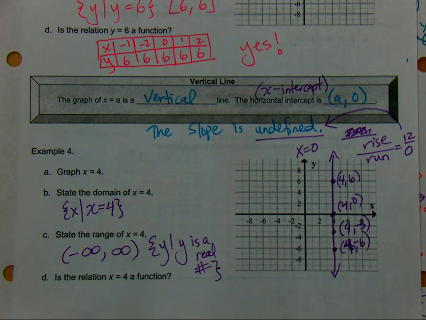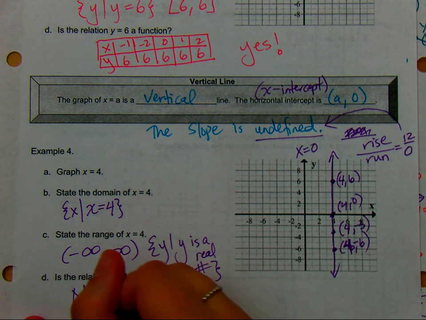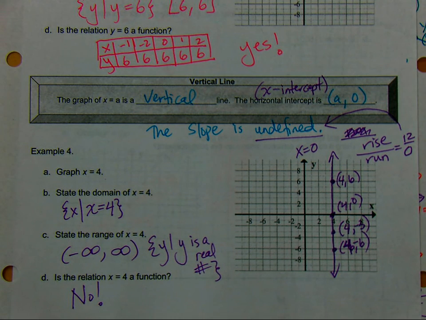Now, is x equals 4 a function? No, it's not a function. And why would you say it's not a function? Yeah, exactly. So this x equals 4 is not just 2 timing. We say it's infinite timing, right? Because x equals 4 is partnered with every single value of y that's possible. Okay. Any questions on that?